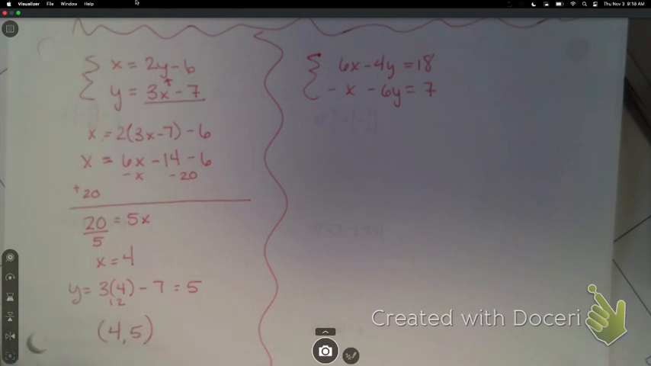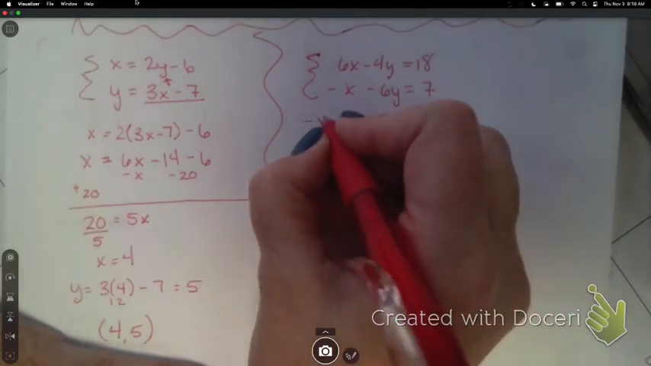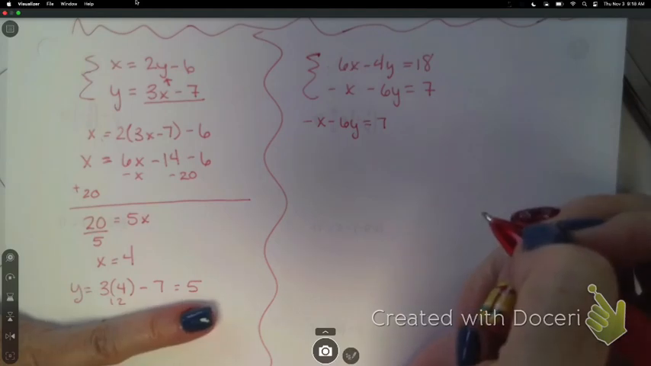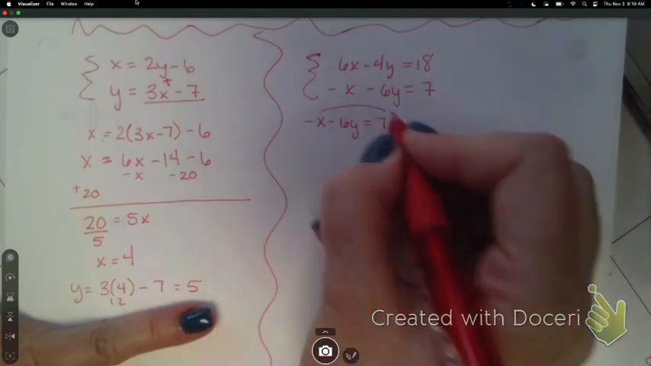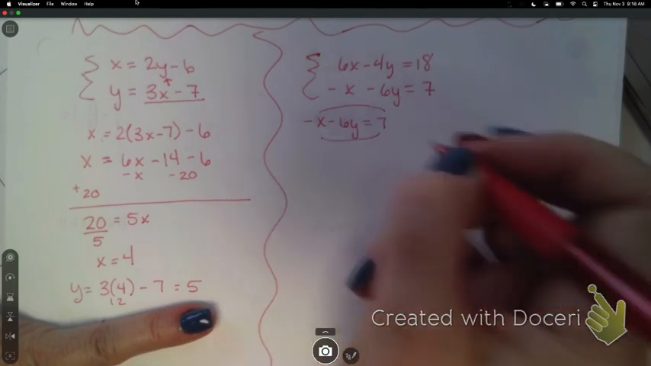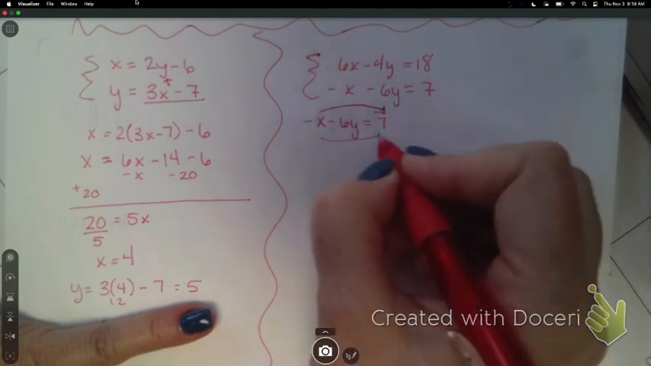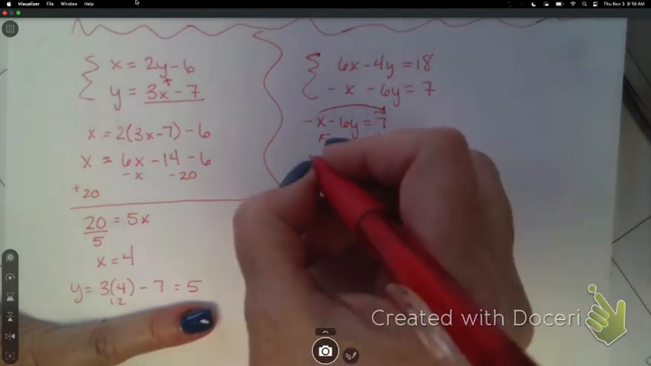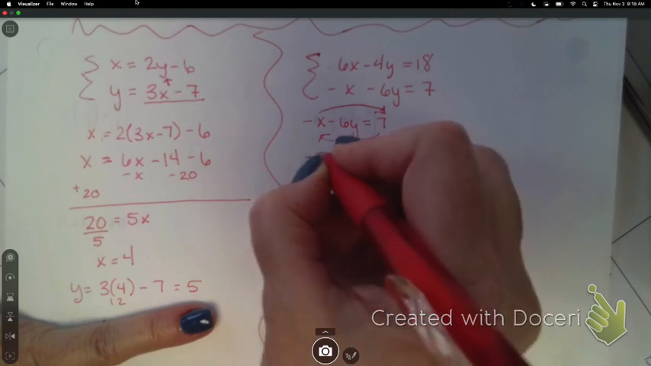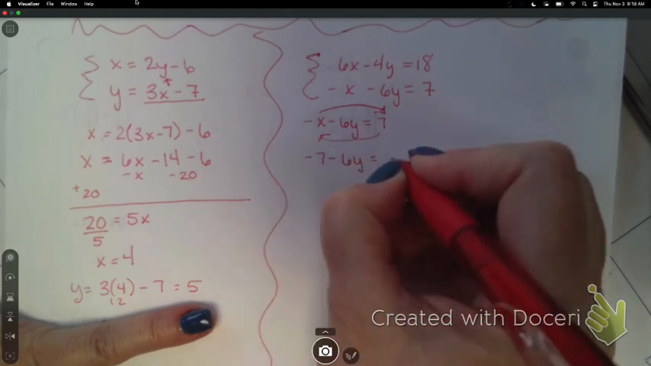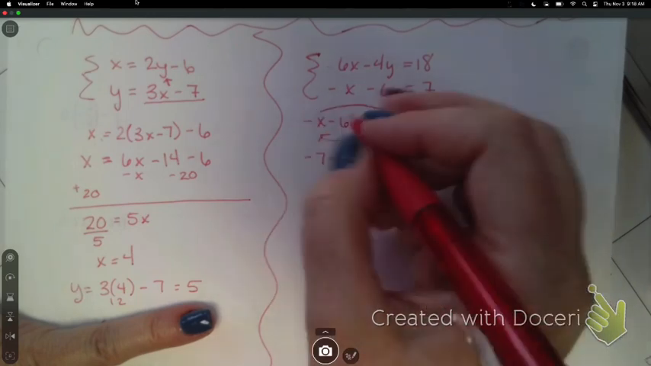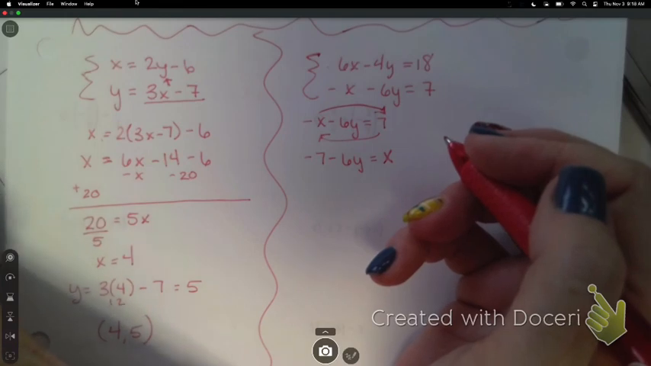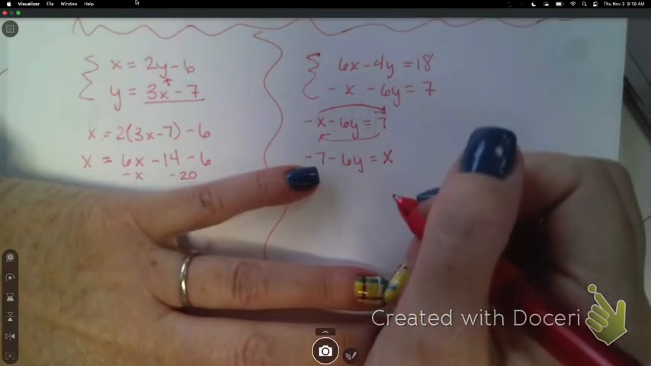Okay, so I have negative x minus 6y equals 7. So add the x, subtract the 7, right? Add the x and subtract the 7. So I get negative 7 minus 6y equals x. And I added the x, so I have a positive x. It has to be positive, doesn't it? Not necessarily. Just easy to look at it.